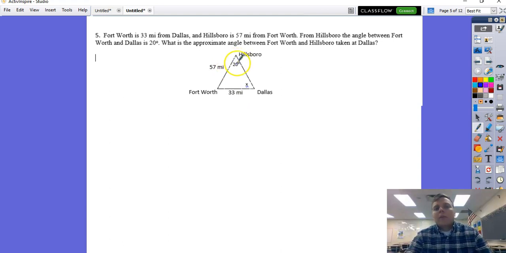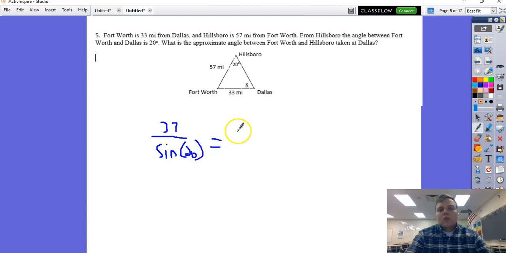It's a law of sines problem because I have a pair, which is a side and an angle that are opposite of one another, and I have half a pair. So the 33 and the 20 degrees, this 20 is directly across from 33, so that makes it a pair. This 57 is across from the x, and that's half a pair. So I only have one unknown that I can use in the law of sines. So I can say 33 over sine of 20 is equal to 57 over sine of x. Alright? So now I need to solve for x.